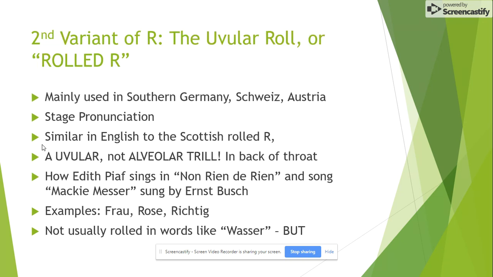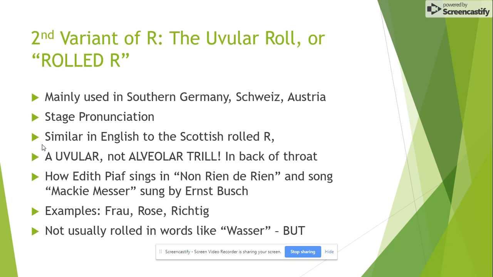The second variant is the uvular roll, or the rolled R, mainly used in southern Germany, Switzerland especially, and Austria. It is also a part of the stage pronunciation of German, the Bühnenaussprache, which you will hear, for example, if you attend a German opera or if you watch a classical theatrical piece in German. The actors and the singers will generally roll their R because it's more lyrical. It's easier to sing a rolled R than it is to sing that guttural French R.